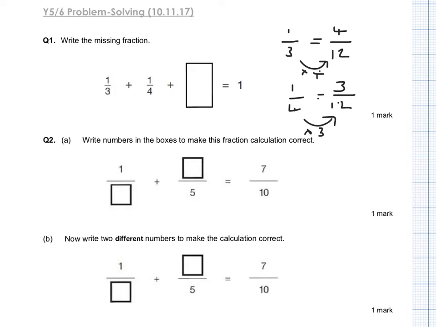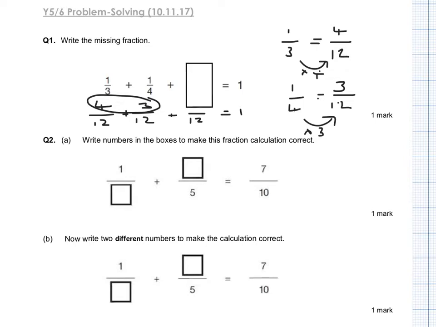I end up with 4/12, add 3/12, add a number of 12ths. It's going to make 1 whole. Now we should know that 12/12 is 1 whole. So we can take these two, add them together, and work out how many more 12ths we need to make 1 whole.